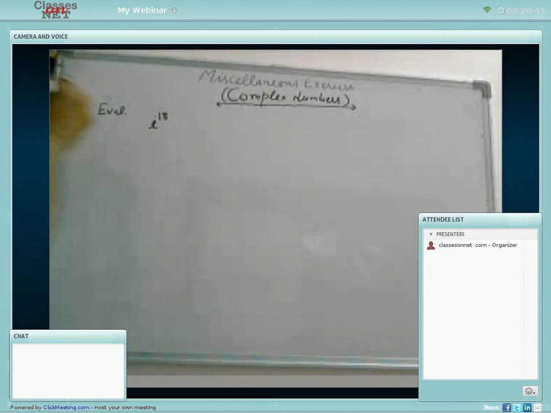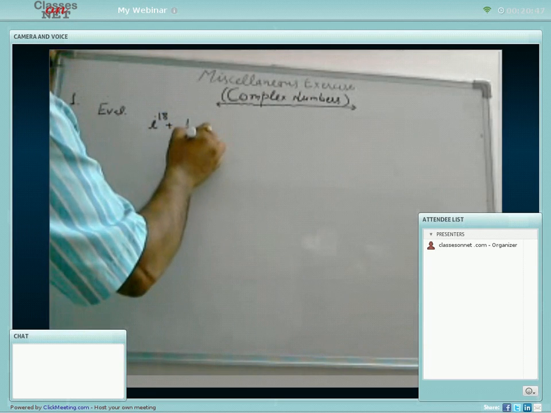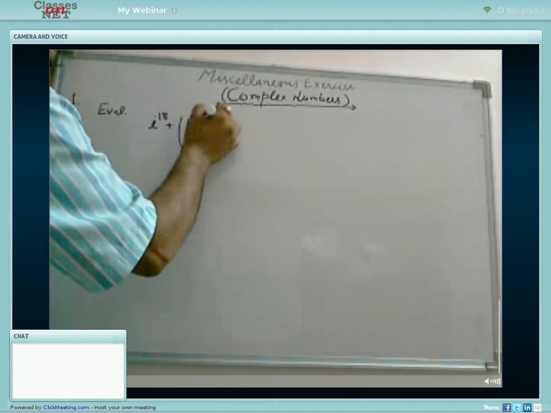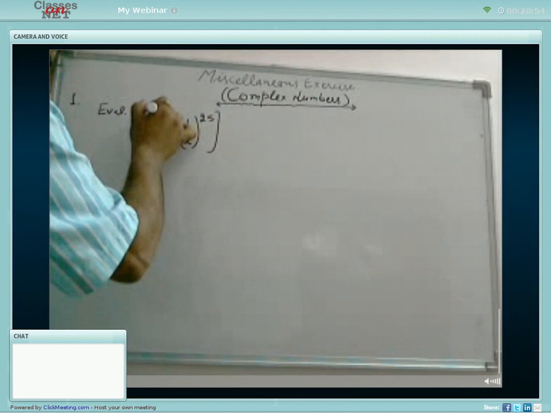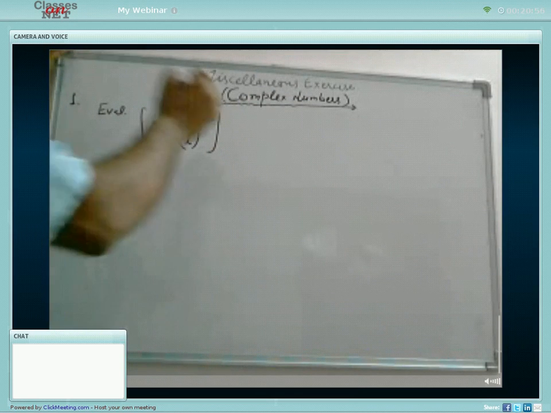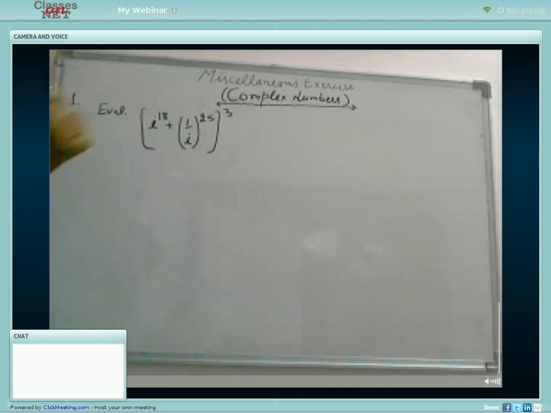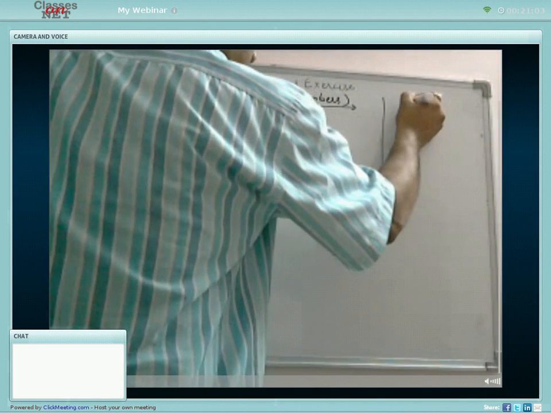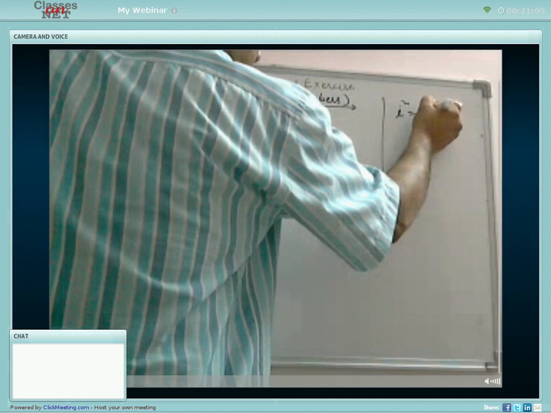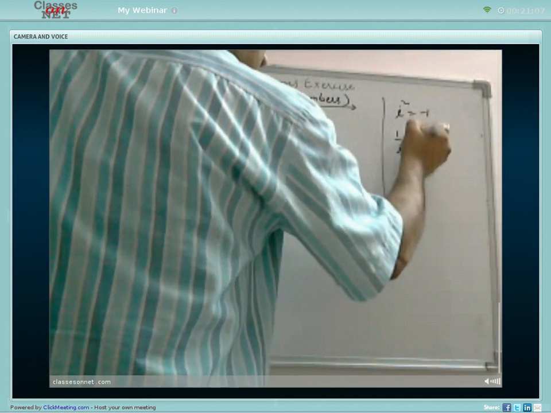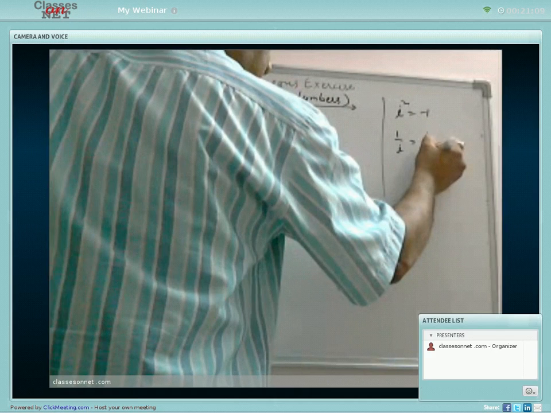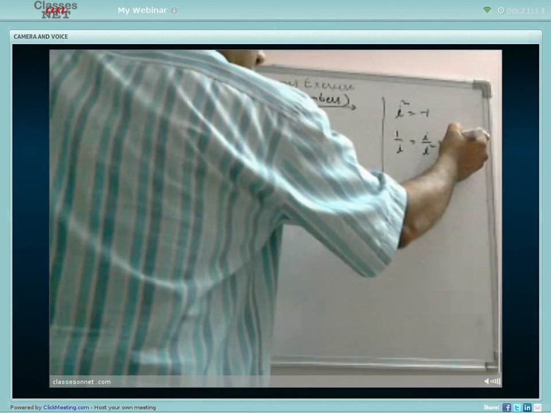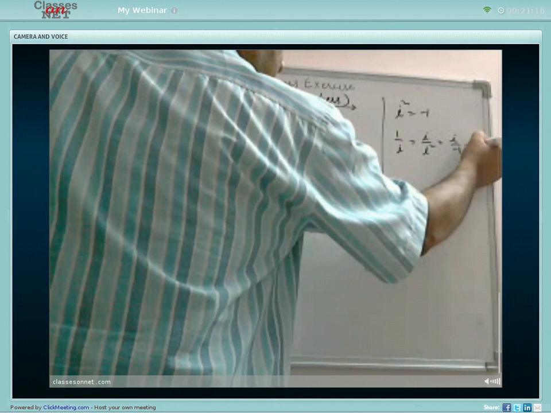18 plus (1 by iota) to the power 25, whole to the power 3. Right. So we have already done that iota square is equal to -1. However, 1 by iota can be written as iota divided by iota square on multiplying and dividing by iota. It becomes iota divided by -1, which is equal to minus iota.